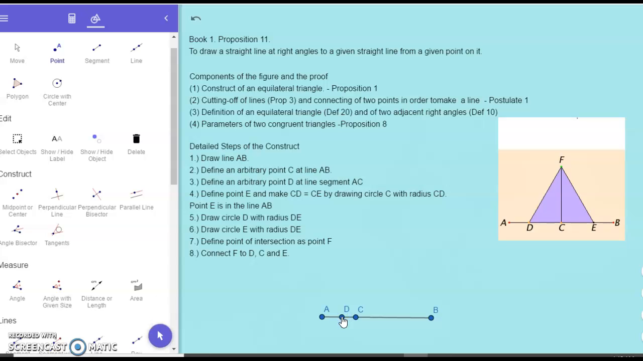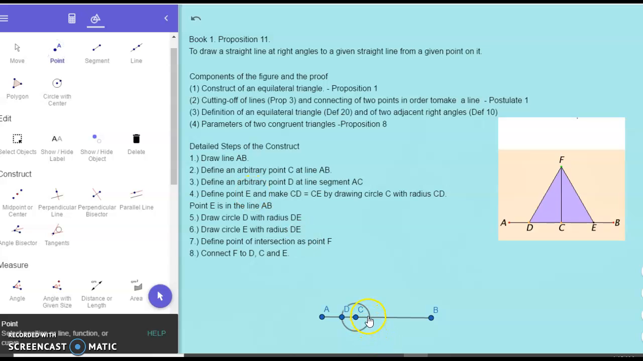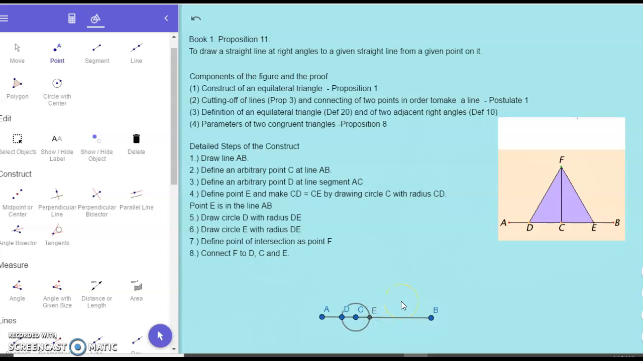And we are going to replicate CD along the side in order to have a point E, that will have CD equal to CE. How we're going to do that, we will just have a circle C here with radius CD. Then the point of intersection of circle C and line AB is point E. So keep in mind that line CD is equal to line CE.